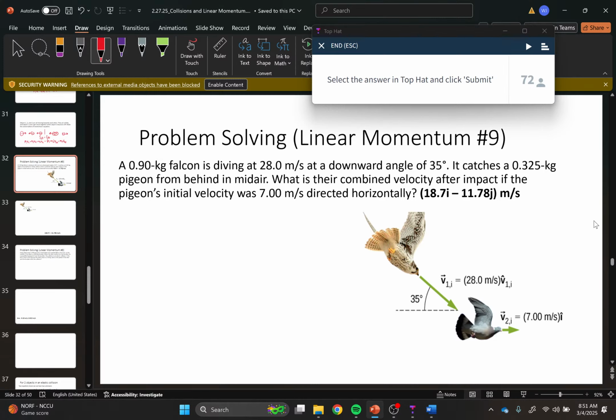You just only do the X components in one. You only do the Y components in one. And then that's the 2 things. And that'll let you get the X component in one. 7 meters per second.